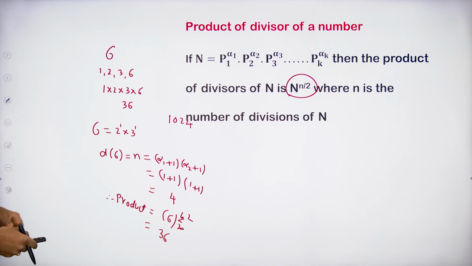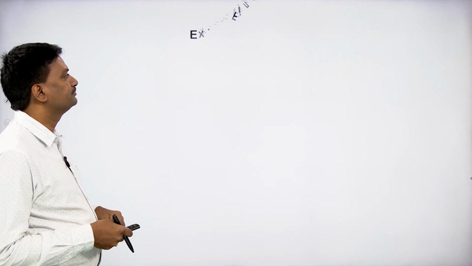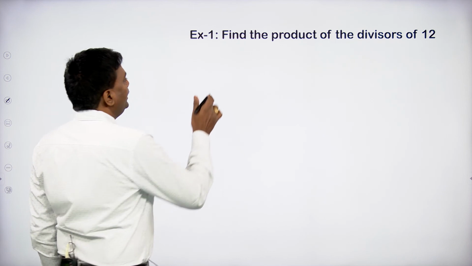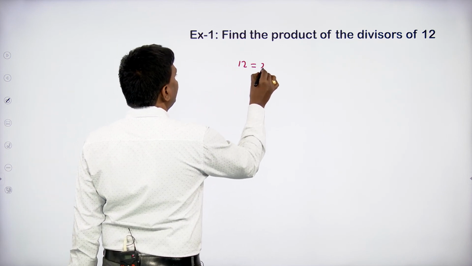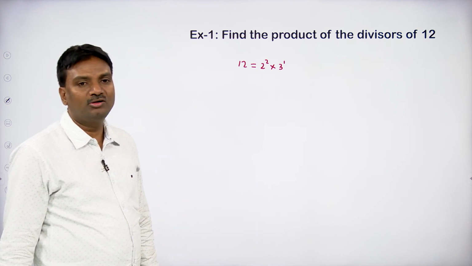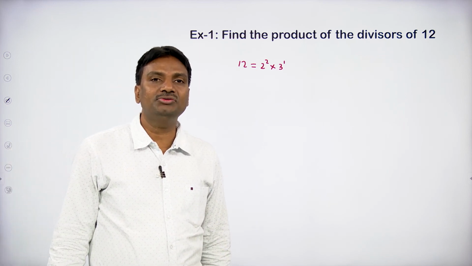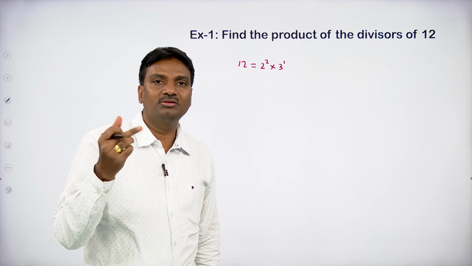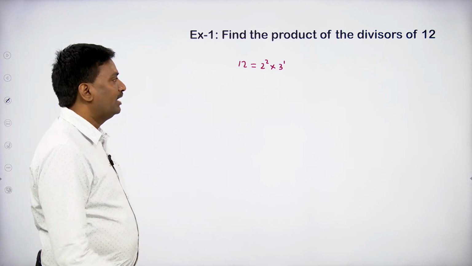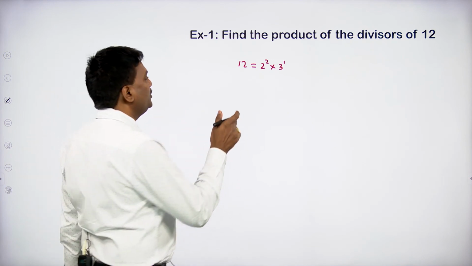Next, let us take one example. Find the product of the divisors of 12. The number 12 can be written as 2 square into 3 power 1. 2 square is 4, 3 power 1 is 3, 4 into 3 equal to 12, where alpha 1 equal to 2 and alpha 2 equal to 1.